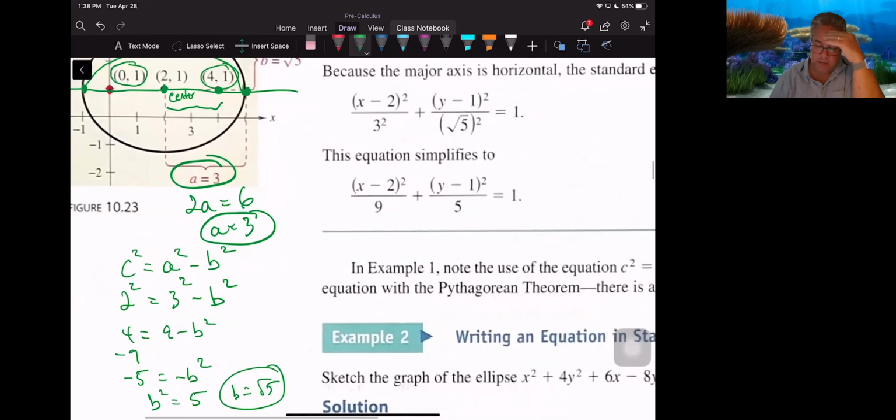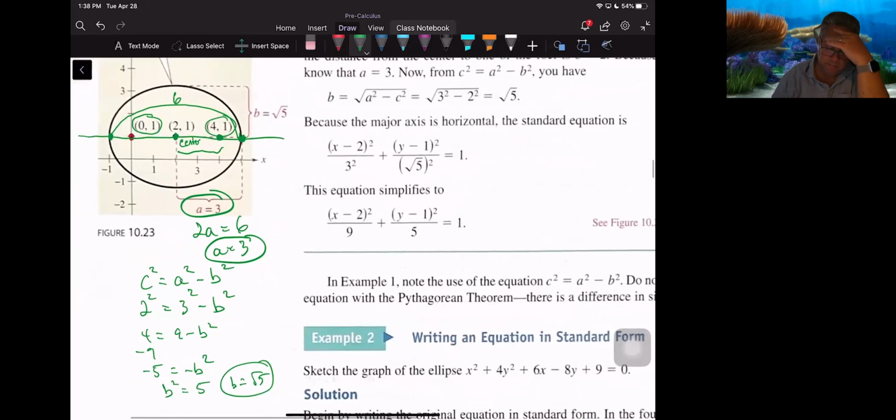Okay, now let's start plugging in what we know into our equation here. We know our center is (2, 1). That's why we've got x minus 2 and y minus 1, because the center is (2, 1). We know it's always got to equal 1. Now we've got to figure out our a and our b. Well, a is 3 and b is square root of 5. 3 is larger than square root of 5, so that's why we put the 3 squared underneath the x squared, because the major axis is going along there.